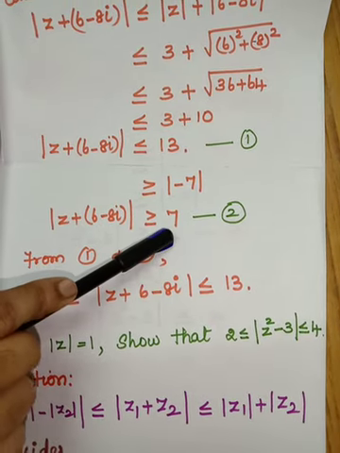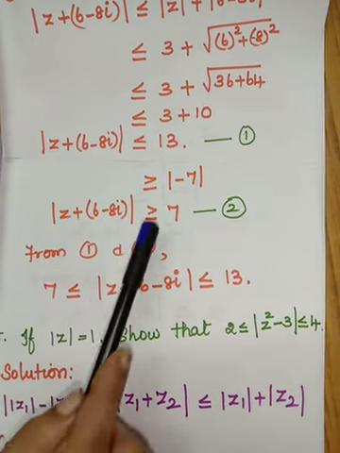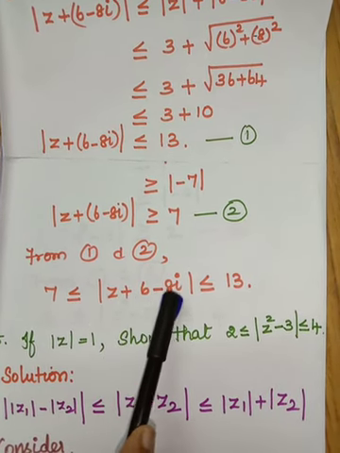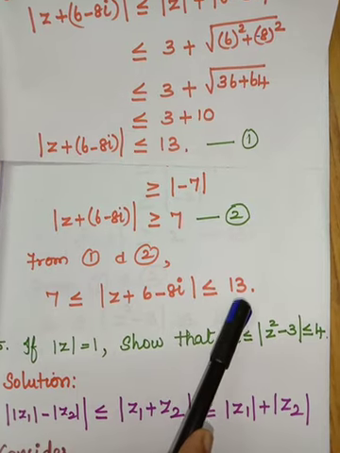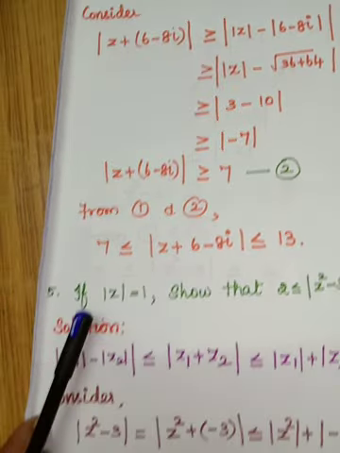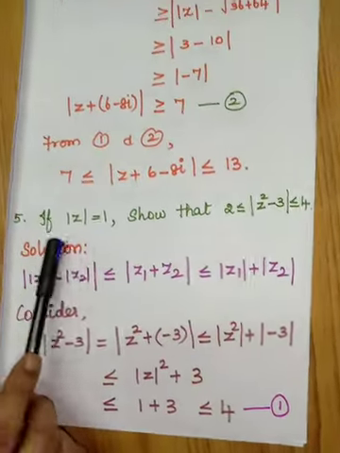Combining 1 and 2, what result are you getting? 7 is less than or equal to modulus of z plus 6 minus 8i is less than or equal to 13. That is the result you have to show. We have shown it here. Okay, so see the next problem, the fifth problem.